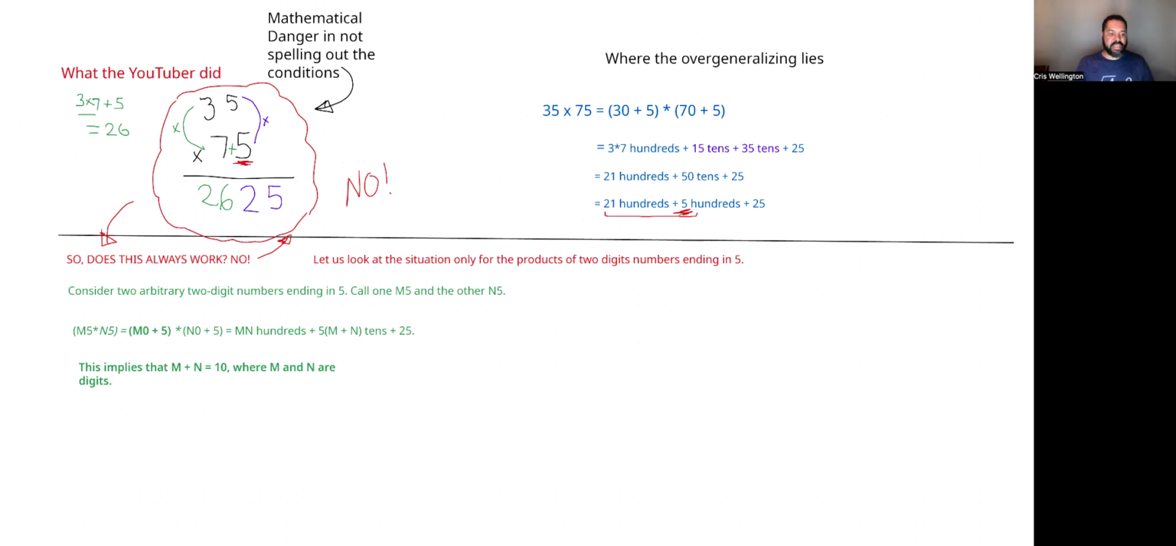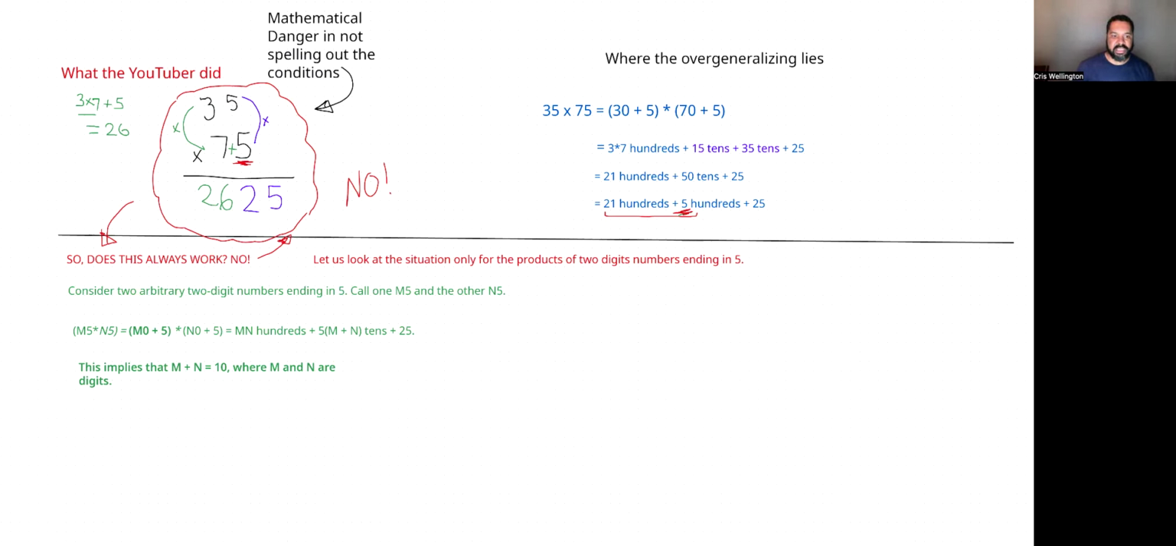And so here is the proof of why it works. You can pause the video and look at that yourself. So again, this works for numbers like 15 times 95, 25 times 85, 35 times 75, 45 times 65, and so on.